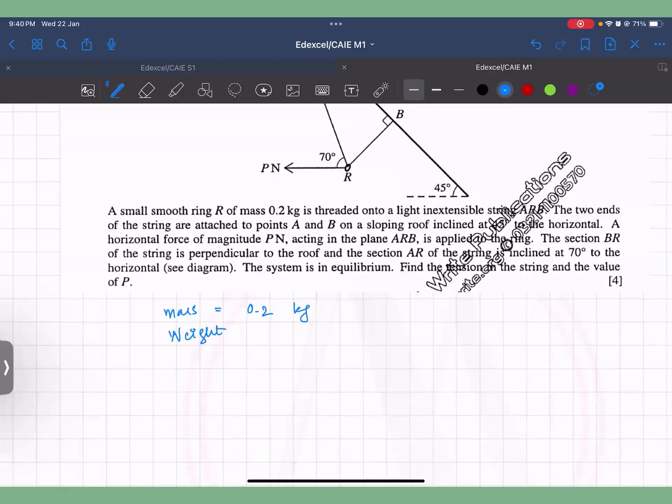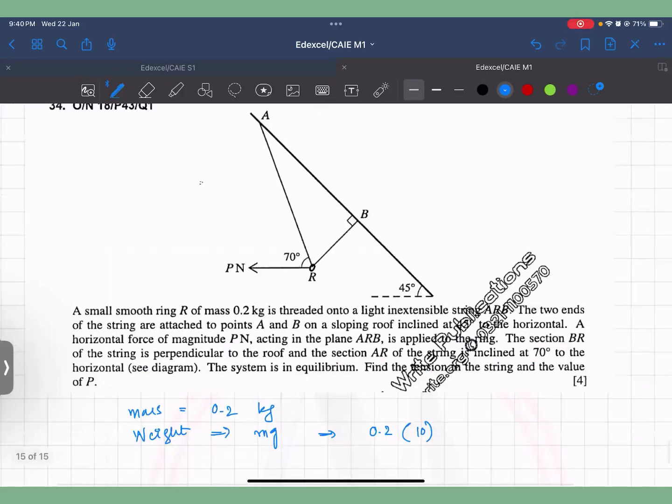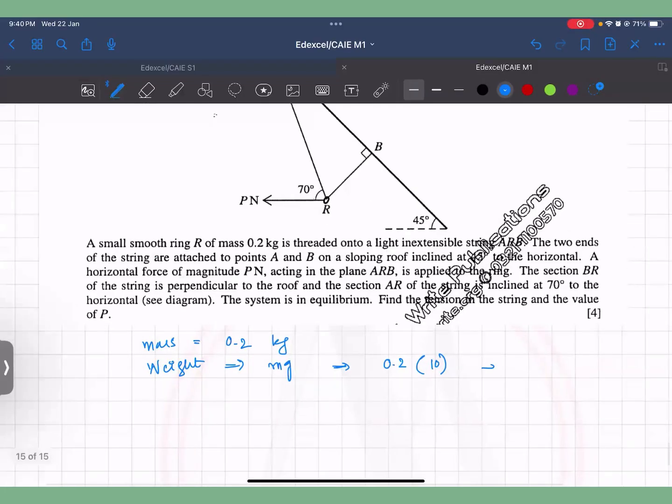Weight. No one knows the formula for weight. Mass relation: mass into gravitational acceleration, mg. So this would become 0.2 times g. G is most of the time right now 10. So this comes out to be 2 Newton, which would always be vertically down.